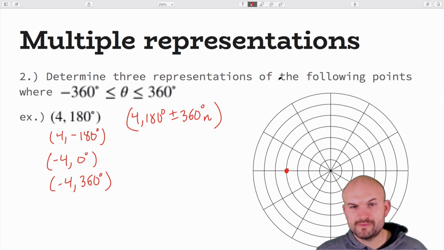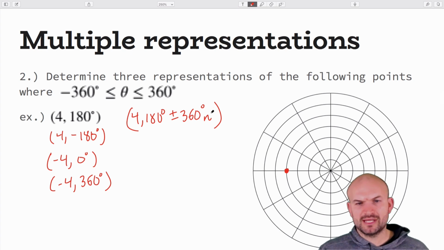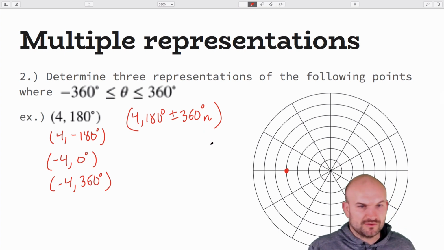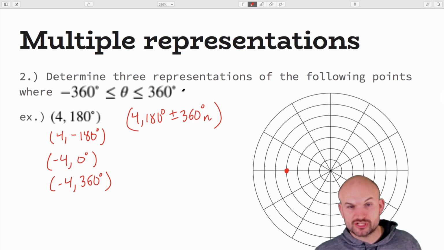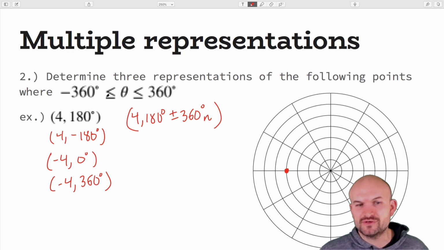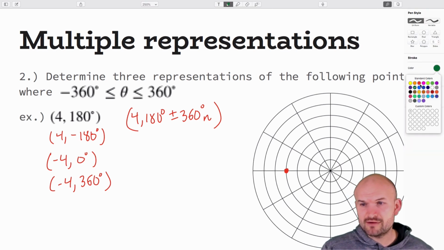And typically there's going to be a restriction, because when we have angles, we could always use coterminal angles. We could always add and subtract 360, or add and subtract 2π. That's always going to produce infinitely many angles. So typically there's going to be a restriction on what the angles can be. And in this case, the angles have to be between negative 360 and positive 360. So I'm going to try to do my best here, and I'm going to go back to using green to represent this.